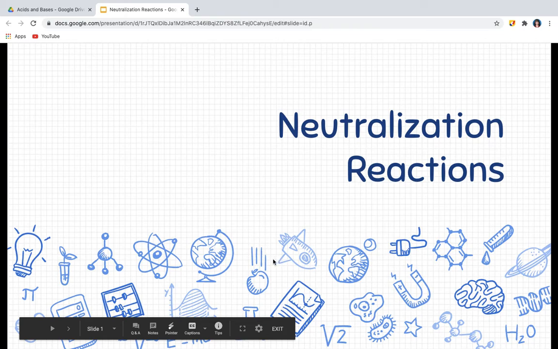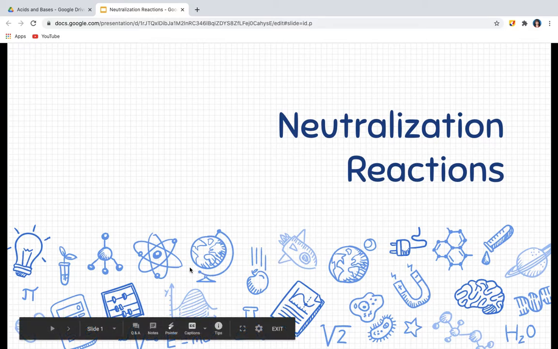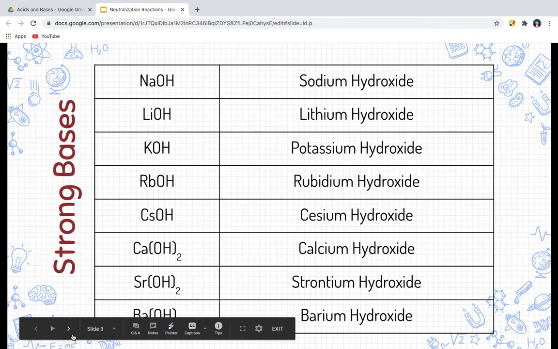Neutralization reactions and how we use those to do what's called titrations, which can help us determine the pH of a solution if we know the concentration of another solution. So I'm here to remind you of your strong acids and your strong bases. You should have these written down in your notes, and once again, you should be memorizing them. Okay?